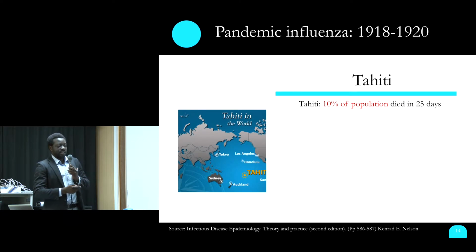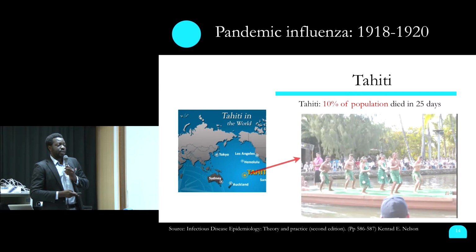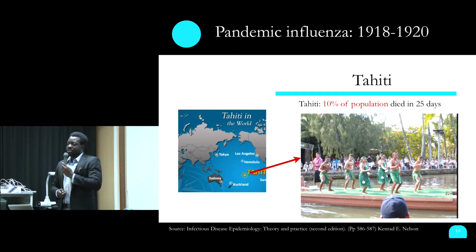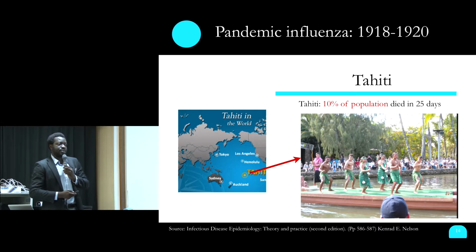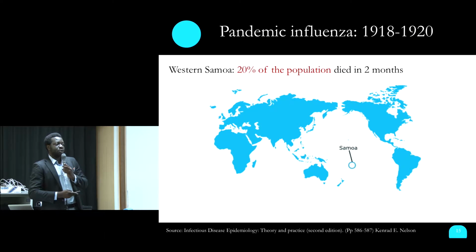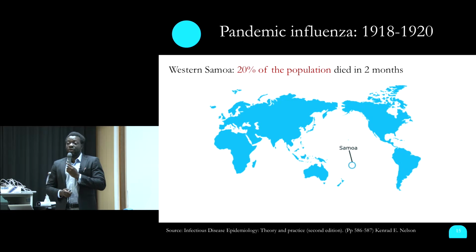And this is Tahiti. It's a small island in the Pacific. It is said that 10% of the population died in only 25 days. This is unbelievable. And another small island in the Pacific, Samoa: 20% of the population died in only 2 months.